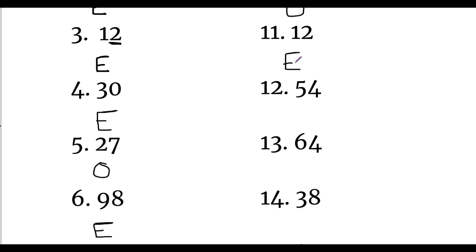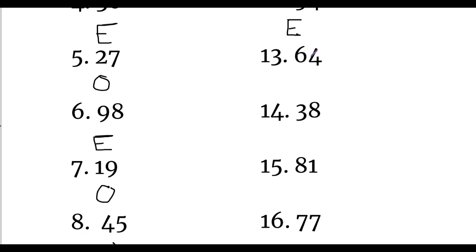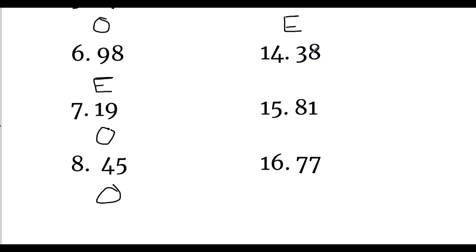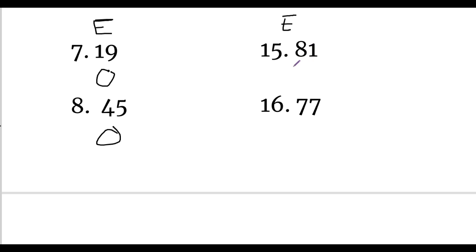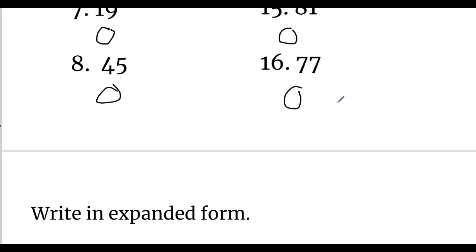it ends in a 2, 54 is even because it ends in a 4, 64 is even because it ends in a 4, 38 is even because it ends in an 8, 81 is odd because it ends in a 1, and 77 is odd because it ends in a 7.